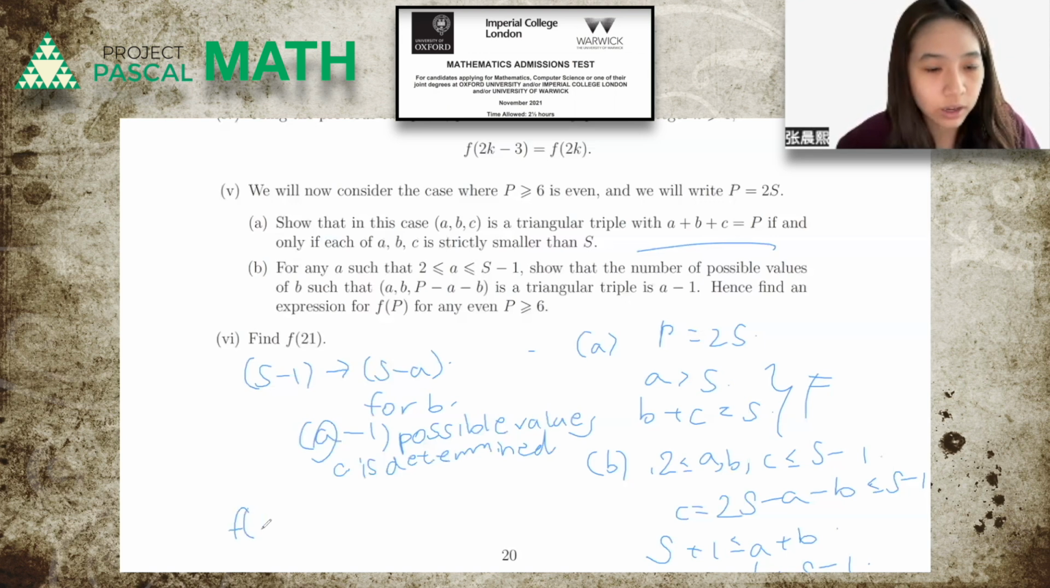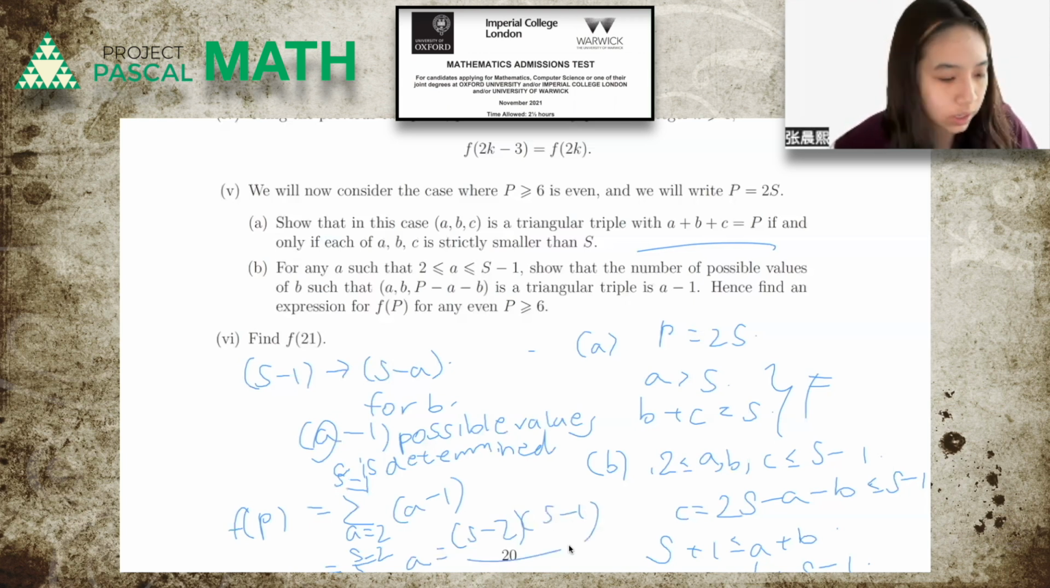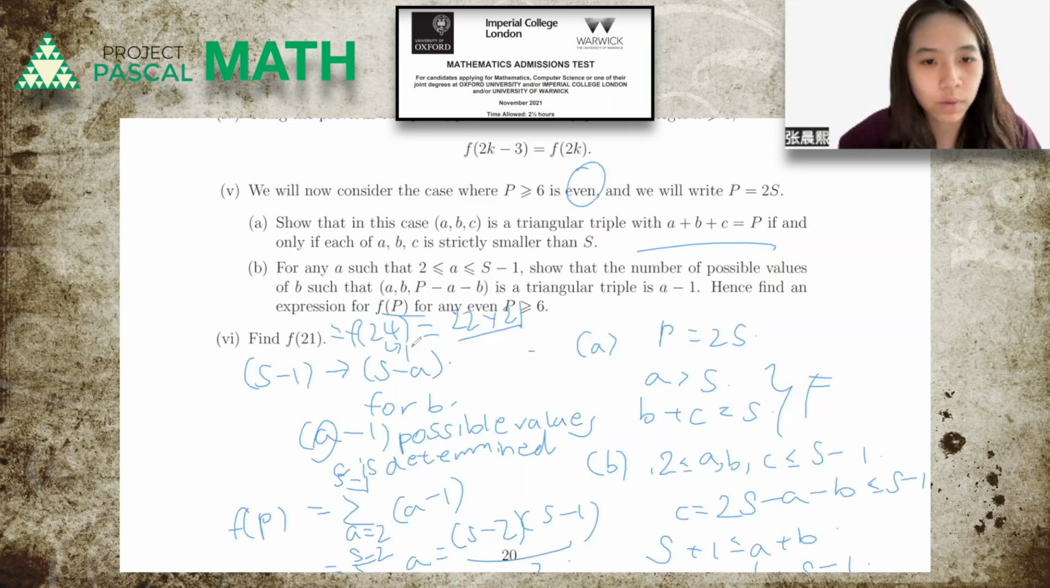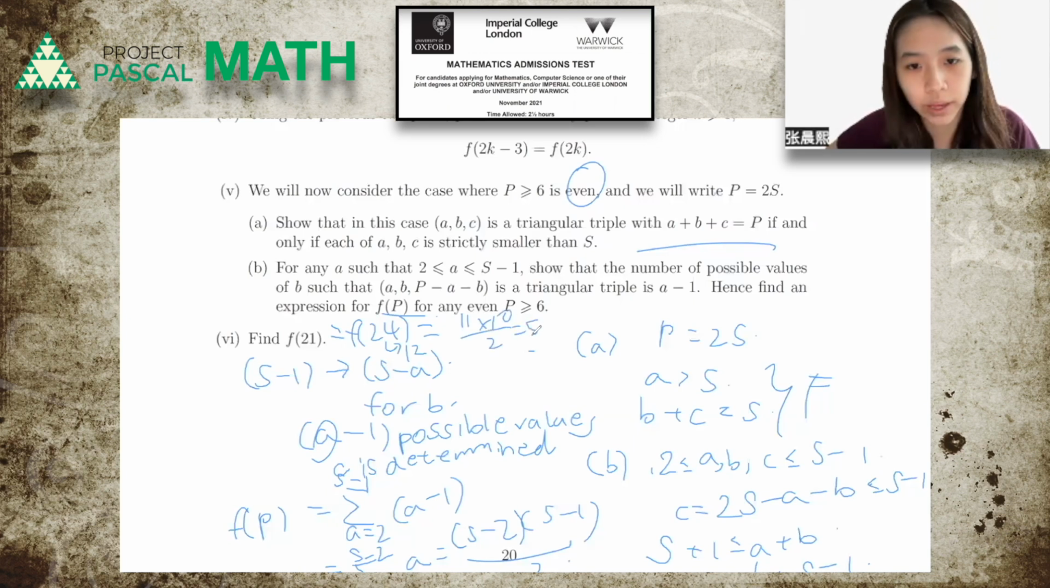And thus the number of such triangular triples is FP equals to, you count S minus 1, A equals to 2, A minus 1, which gives you S, A equals to 1, A equals to S minus 2, S minus 1 divided by 2. And for the next question I realized that this equals F of 24. Since this only asks for even numbers, and this gives you 22 times 21 divided by, oh no, it's not 22 divided by 21. Since you're taking 12 instead. So this is 11 times 10 divided by 2, which gives you 55. And so that's the answer.